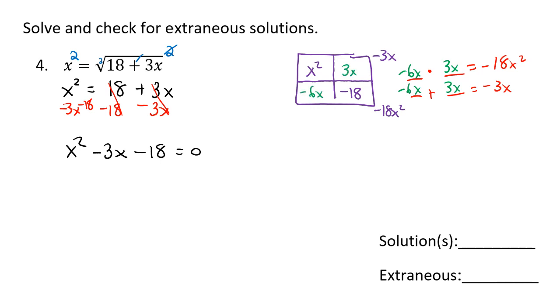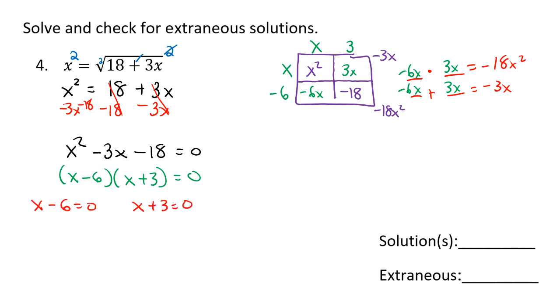So x times x will give us x squared. X times 3 is 3x, and x times negative 6 is negative 6x. So now we have x minus 6 and x plus 3 equals 0. Zero product property means we're going to set each one of these factors equal to 0. Then we're going to solve. So I'm going to add 6 over. So x equals 6. I'm going to minus 3 over. So x equals negative 3.